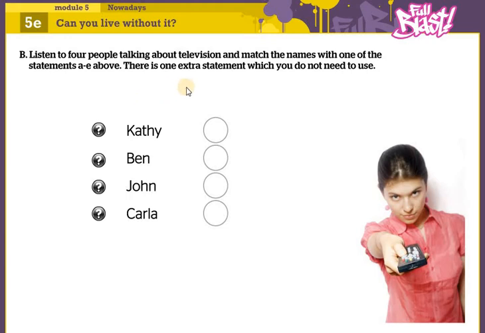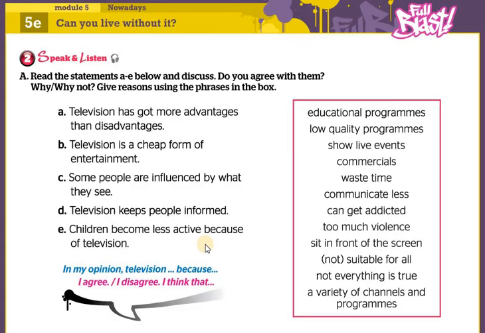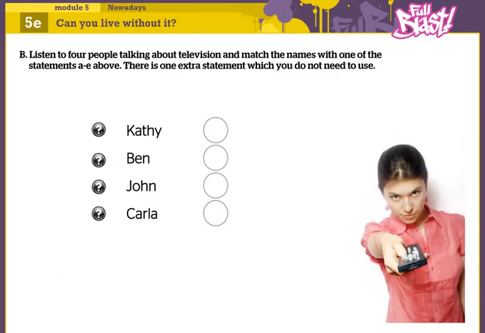There is one extra statement which you do not need to use, right? So basically we have here 4 and here we have 5, okay? So one of them is additional, we're not going to need it, right? So here we go. Let's listen and do the activity.